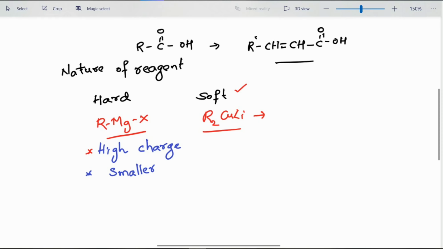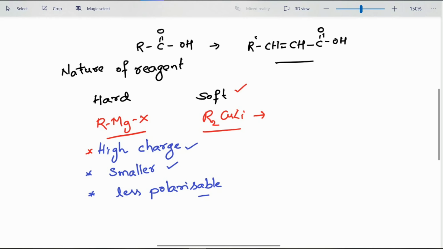And the third point is polarizability. Hard reagents are less polarizable when compared to soft reagents. So these points clearly classify a reagent as either a hard reagent or a soft reagent. One is because of its high charge. Second, if a reagent is smaller in size, then it is said to be a hard reagent. And if the reagent has less polarizability, then it is said to be a hard reagent. We'll discuss more examples when we study each of the reagents one at a time.